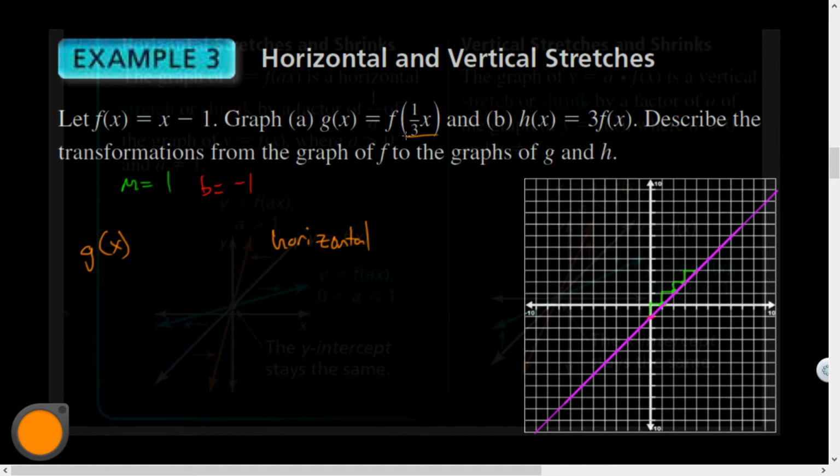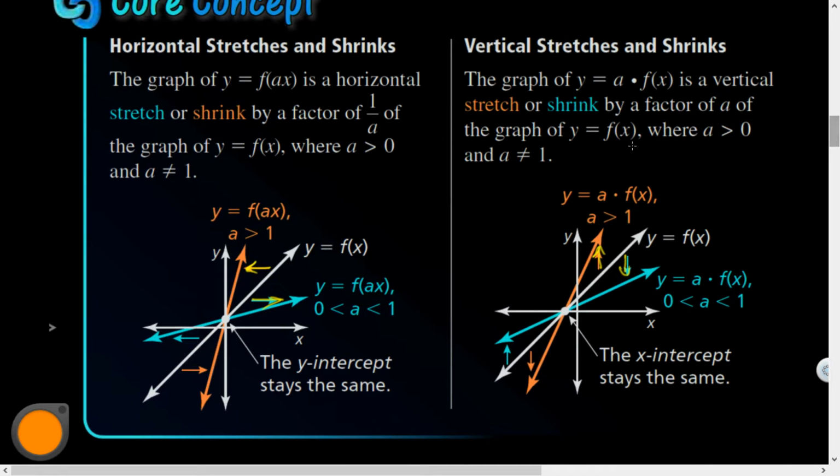Now the question is, is this a stretch or a smoosh horizontally? Well, let's check our rule. All right, it's horizontal because it's being multiplied by the x. Why did they phrase it so weird? All right, here we go. When a is bigger than 1, it's a horizontal shrink. When a is between 0 and 1, it's a horizontal stretch.